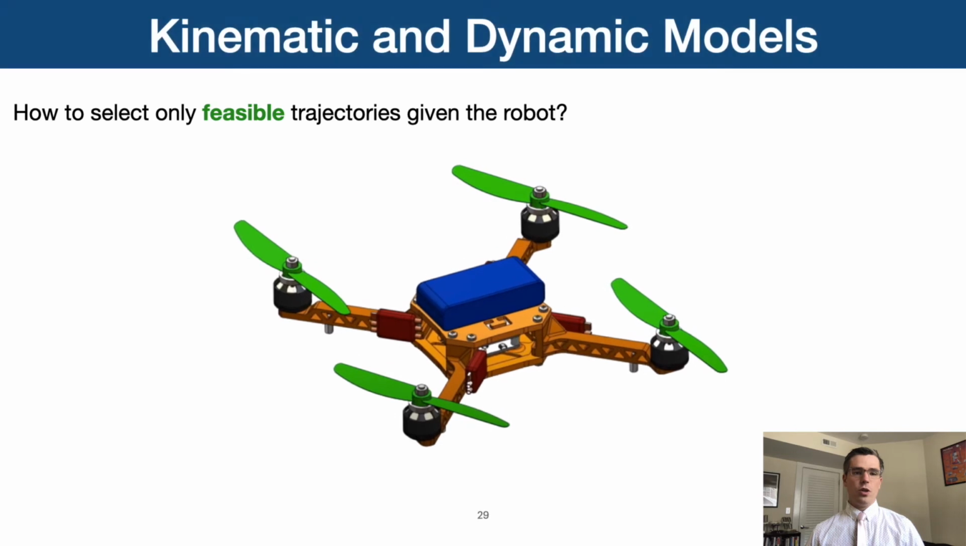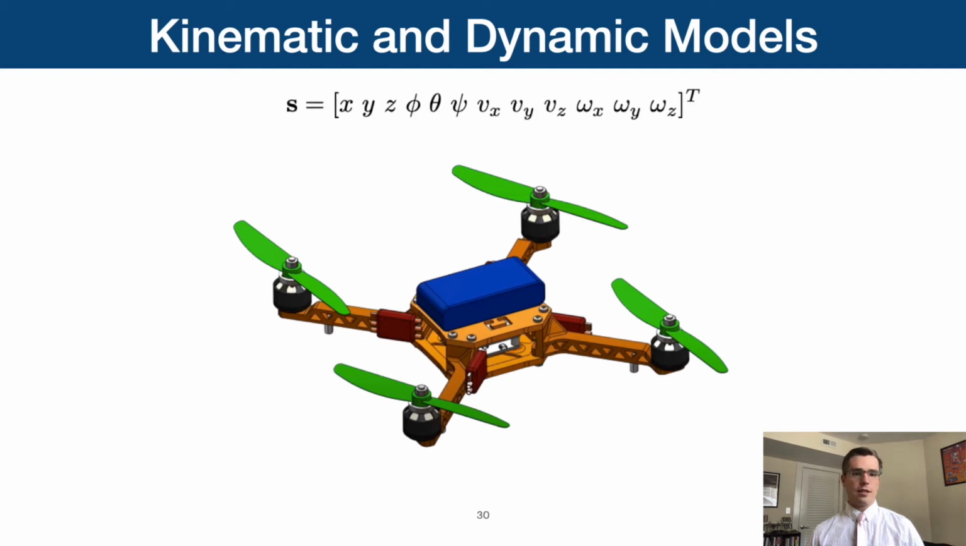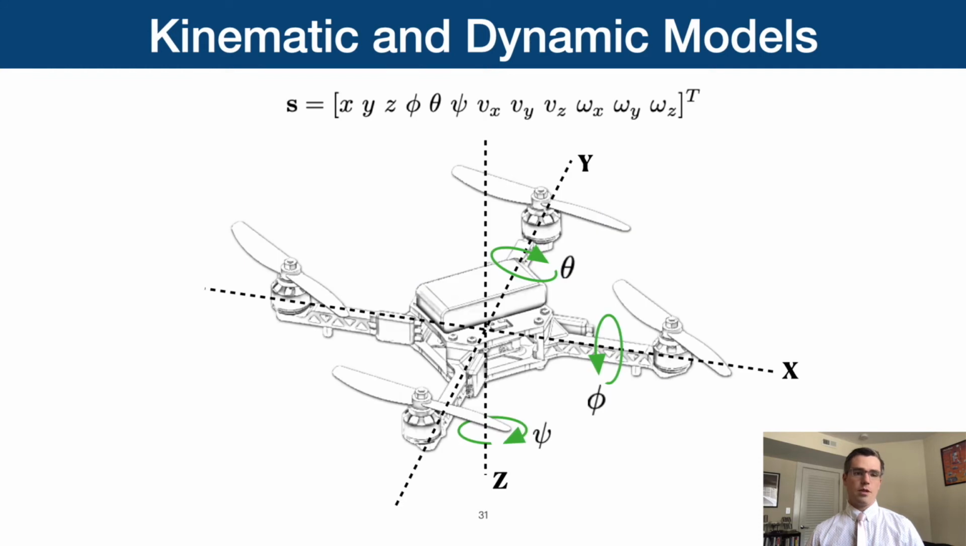First, we need to know what robot we are working with. In our paper, we're using a quadrotor as shown in the figure, although the following approach applies to any robot. A quadrotor state can be described using this 12th order system, which describes the position in the world, the attitude, which is the roll, pitch, and yaw, velocity, and angular velocity.